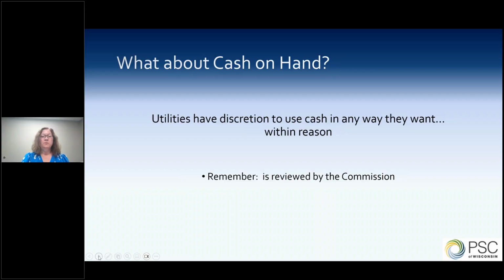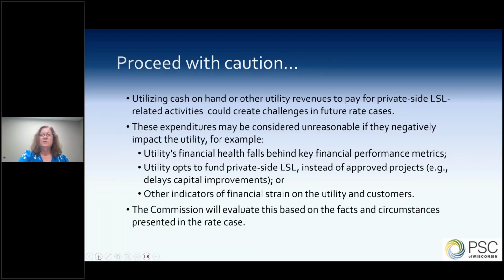Utilities have discretion to use the cash however they want within reason. So the commission will be reviewing this both in conventional rate cases and in some of our annual report monitoring we do every year to make sure you're not harming the utility. I have a little more detail on the next slide about what within reason really means. You can use some of your cash on hand to pay some of these administrative costs for your municipal program. But if you use too much, it could create challenges in the future. So you definitely need to keep an eye on your financial health, how many days cash you have on hand, so that you're not drawing down your cash too much.